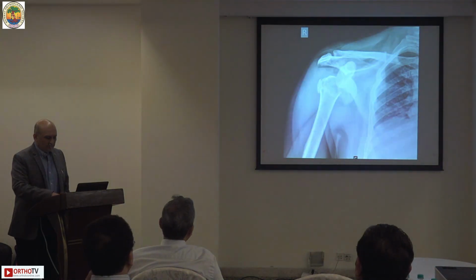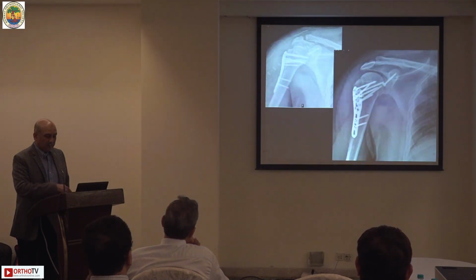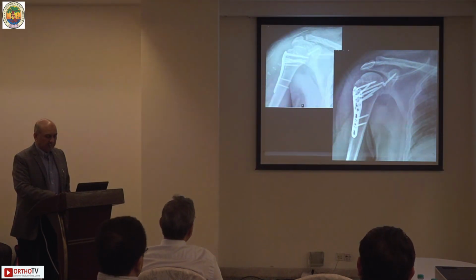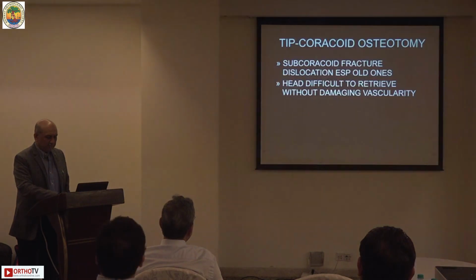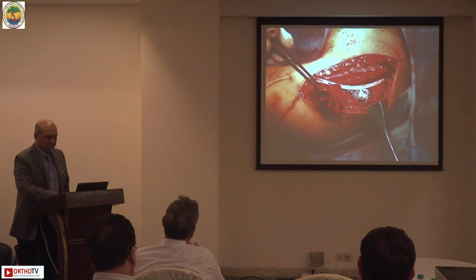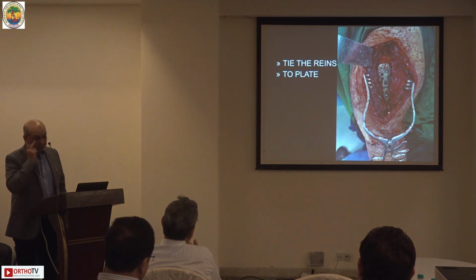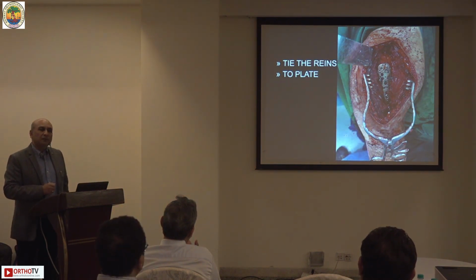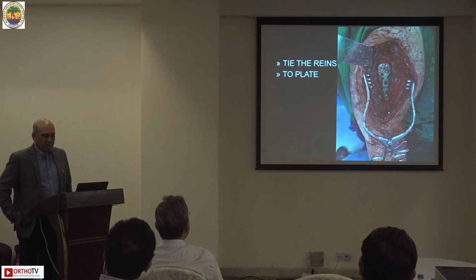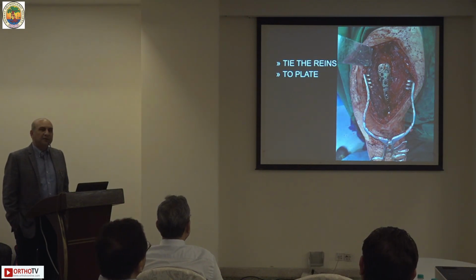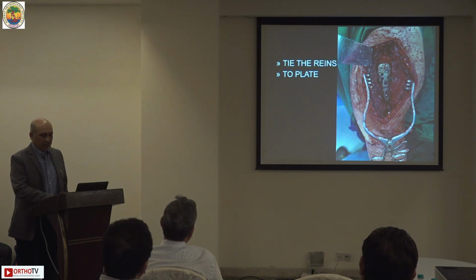In a fracture dislocation of the shoulder, the humeral head is sometimes difficult to retrieve without stripping of the soft tissues. Do not be afraid of doing an osteotomy of the coracoid process. Once I tie the reins through the plate, I pass the plate down to the shaft. I use the cortical screw in the oblong hole to pull the shaft and get a perfect anatomical reduction. For a 3-part, 4-part fracture, that is quite useful.